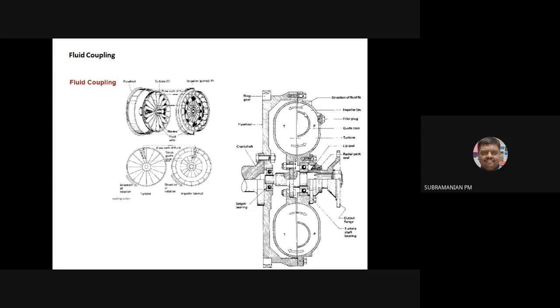Okay, sir. So now you can see that from the pump, the fluid will be entering into the turbine. Once the fluid has done work on the turbine, it will leave the turbine and enter into the pump.